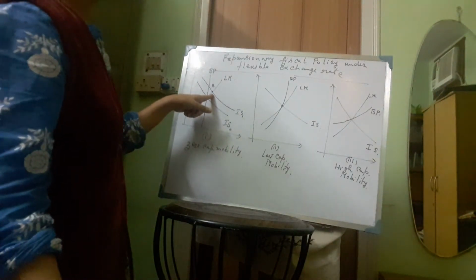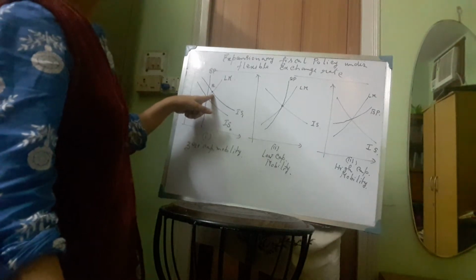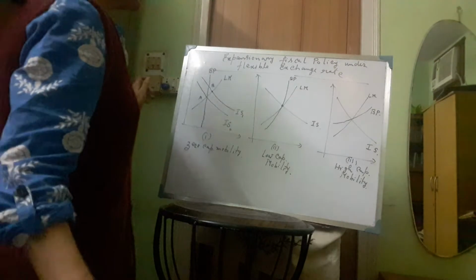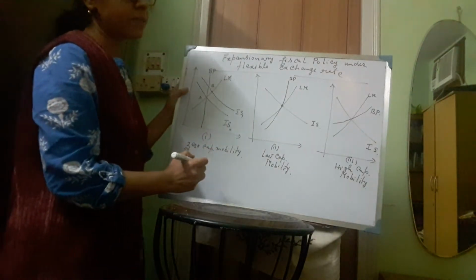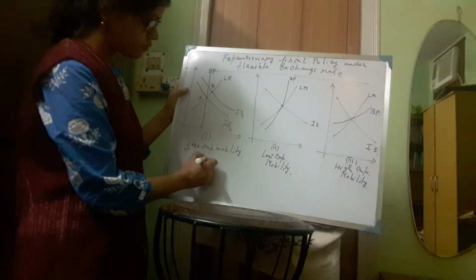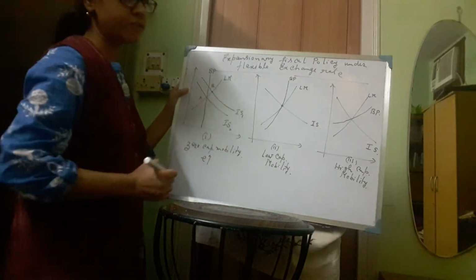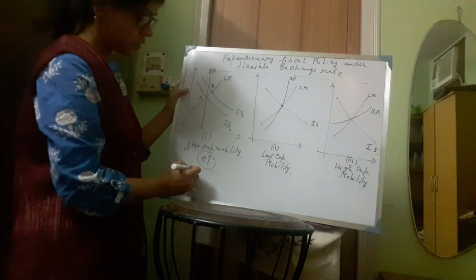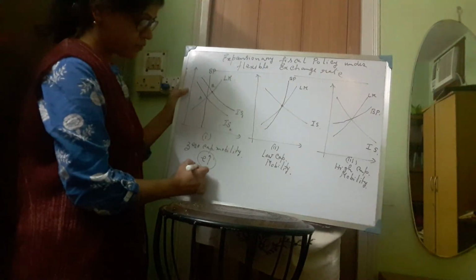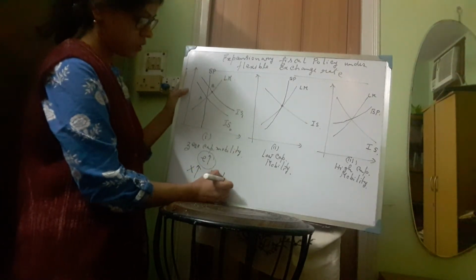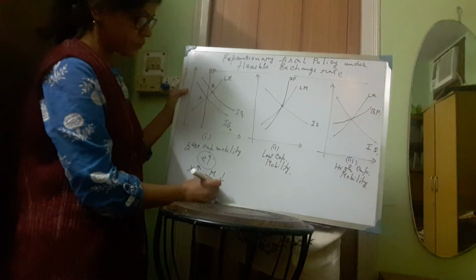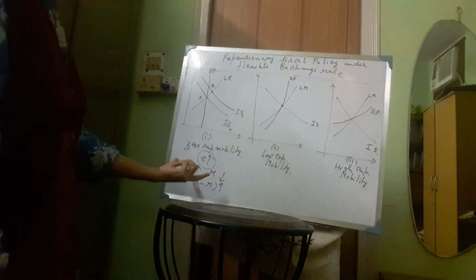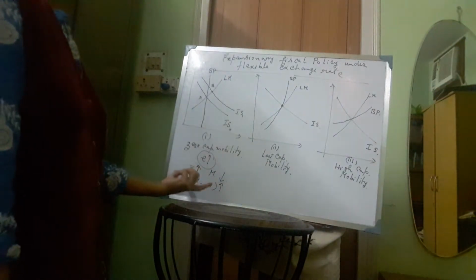Now if there is a BOP deficit, then since we are in the flexible exchange rate regime, the home currency will depreciate, and so there will be an increase in the value of E. Because of the depreciation of the home currency, export will rise, import will fall, and X minus M will improve. So there will be an improvement in the trade balance, and net export will improve.